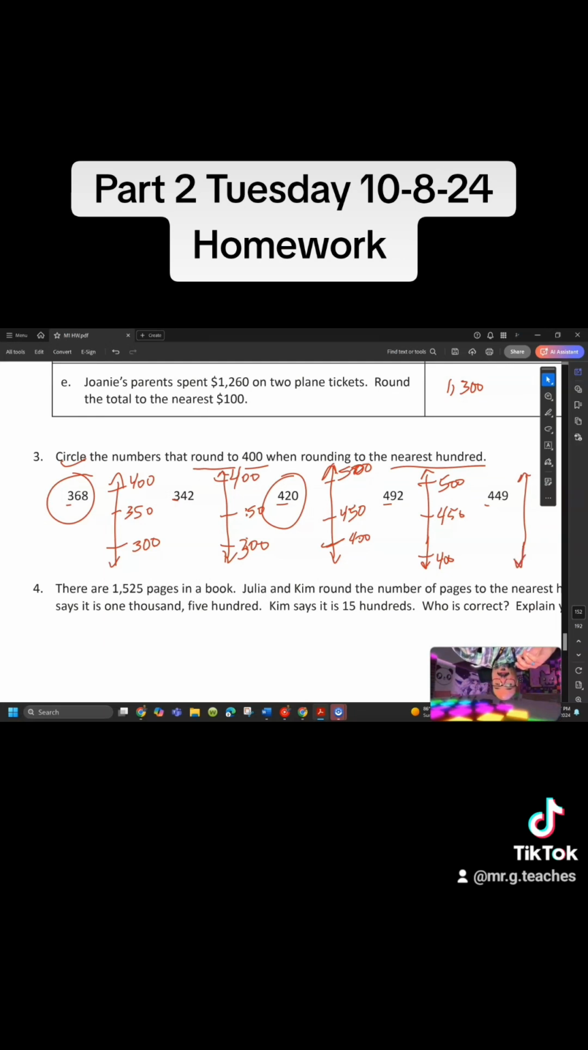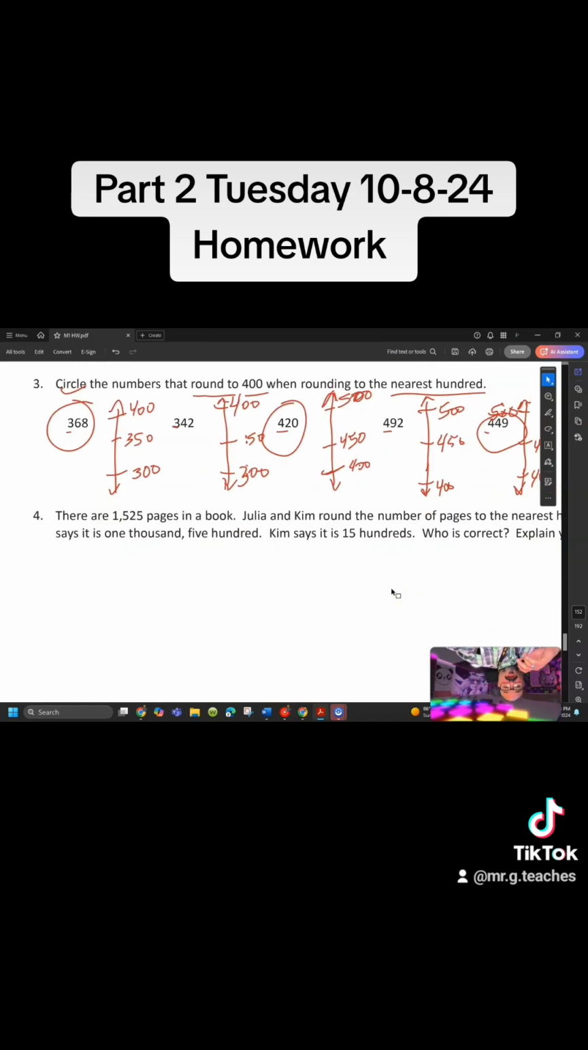449 would be rounded to 400, so 400 to 500. Halfway is 450. Okay, our number is 449. 449 isn't quite to 450, so it would round down to 400. So those three would be circled.